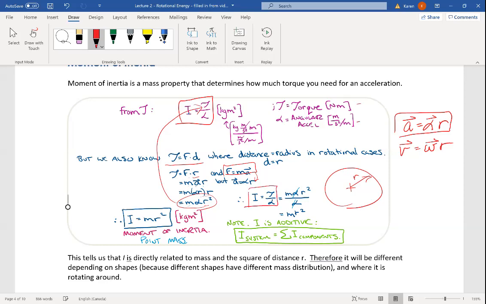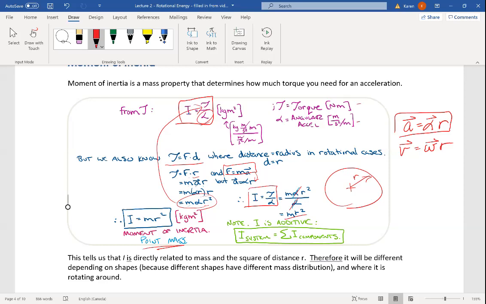And so I get m angular acceleration r squared over alpha, which was already in the equation. Now I can cross out those alphas, and I see that moment of inertia is equal to mr squared. So that's actually for a system with a point mass.